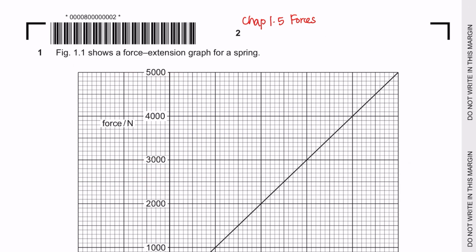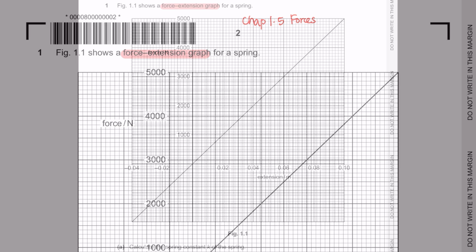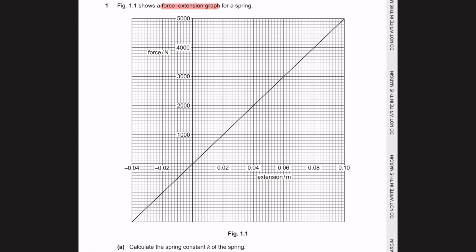Next, question 1 is from chapter 1.5 Forces. Figure 1.1 shows a force extension graph for a spring. This question is testing your knowledge of Hooke's law, which says that the extension of a spring is directly proportional to the force applied, provided its limit of proportionality is not exceeded.